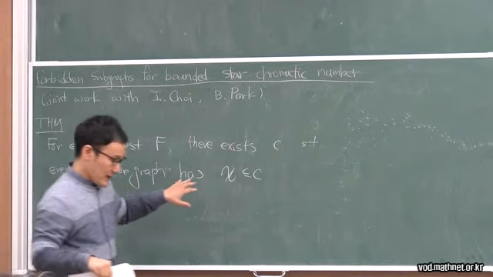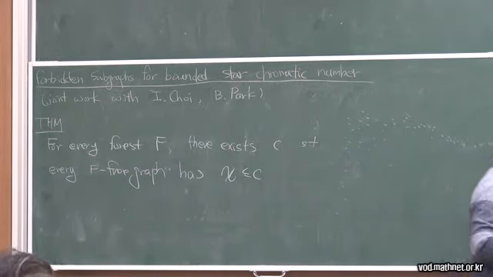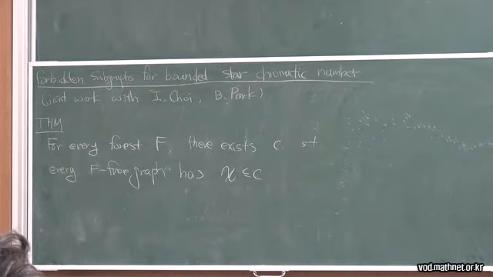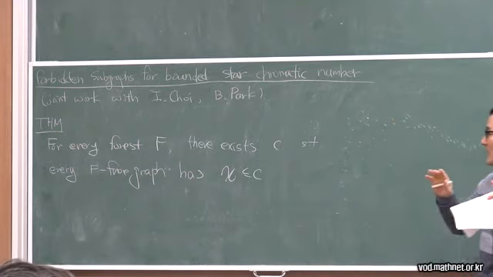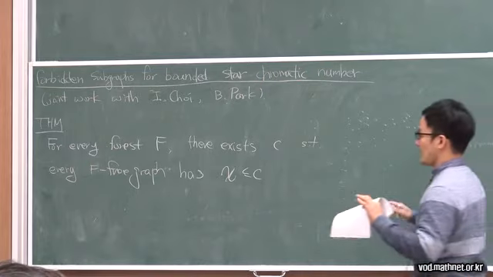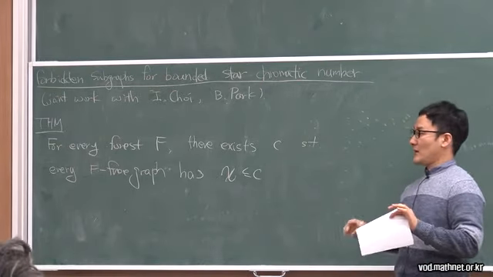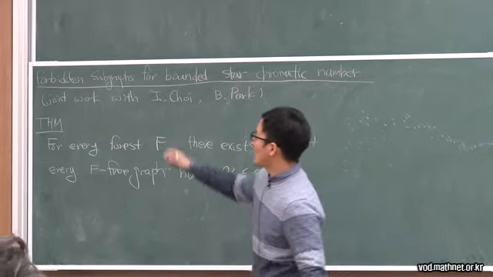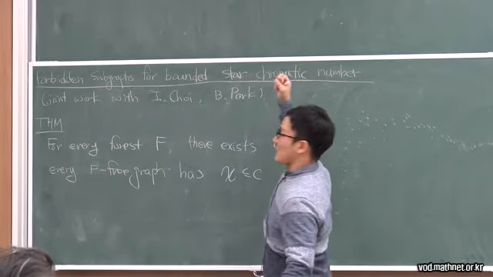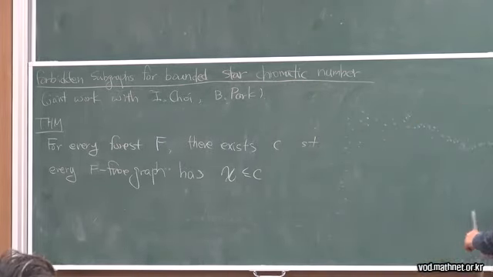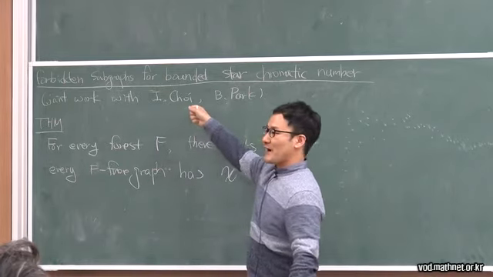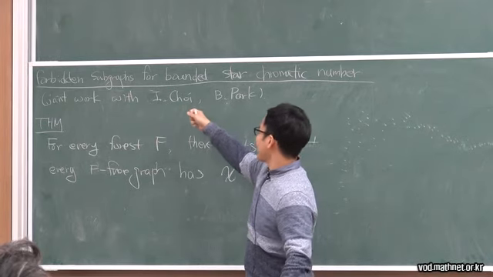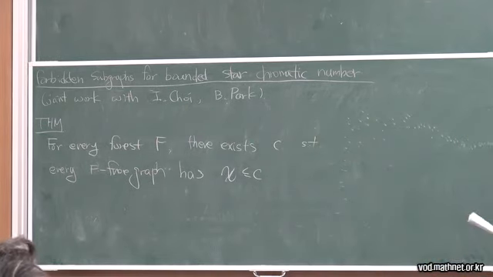In this talk, every containment relation is a subgraph, not an induced subgraph. This theorem states that if you forbid some forest F, then you will have bounded chromatic number. So this theorem deals with forbidden subgraphs for bounded chromatic number. This is joint work with Yu Choi from Hankuk University of Foreign Studies and Brian Park from Ajou University.